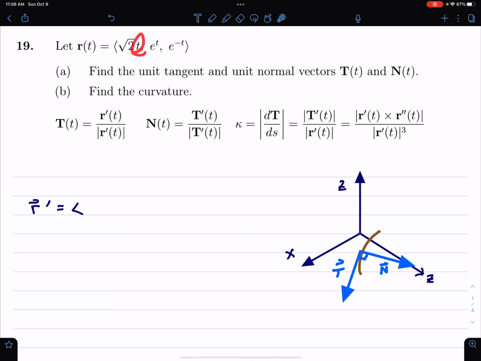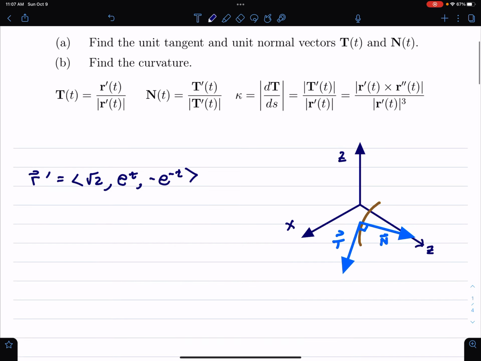So the derivative of t is 1. This is not maybe that clear, but this is square root of 2 times t. The t does not lie under the radical. And the derivative of e to the t is e to the t. The derivative of e to the negative t is negative e to the negative t. And now I find the magnitude, and that is where things start getting a little bit more involved, to say the least.